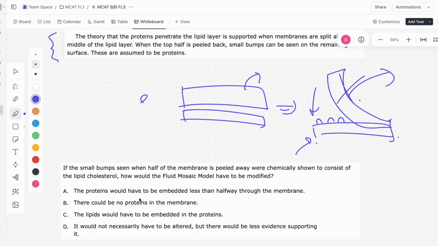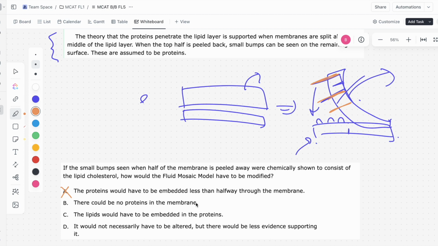Well, A says the protein would have to be embedded less than halfway through the membrane. What they're saying is the proteins are maybe embedded over here or embedded like this. Well, that's not necessarily true. What could have happened is, let's say the protein was all the way, I should make the proteins orange. Let's say they go through all the way the membrane, but you peel off this membrane that has all of these proteins embedded in it, and now you're left with no proteins on this bottom layer here. So that means A doesn't necessarily have to be true.